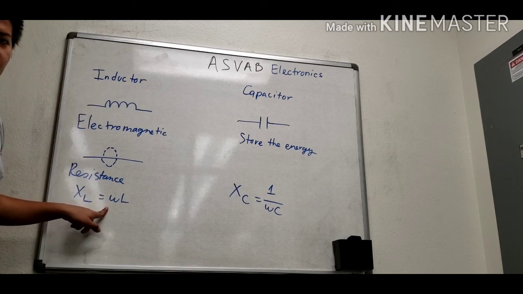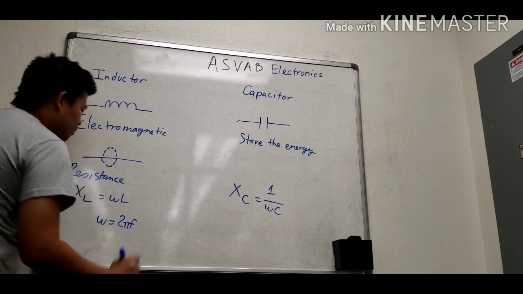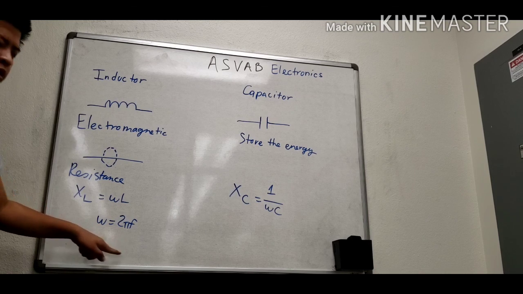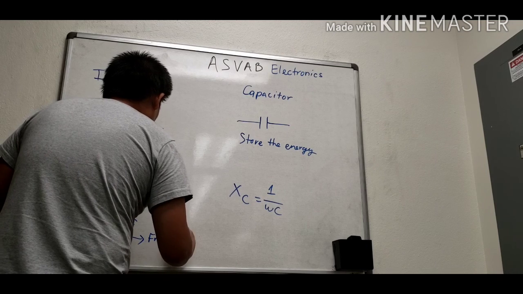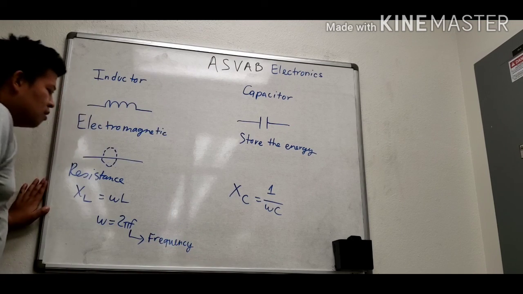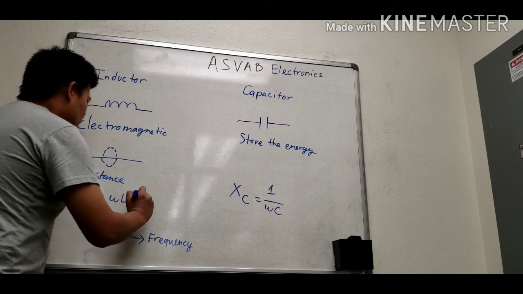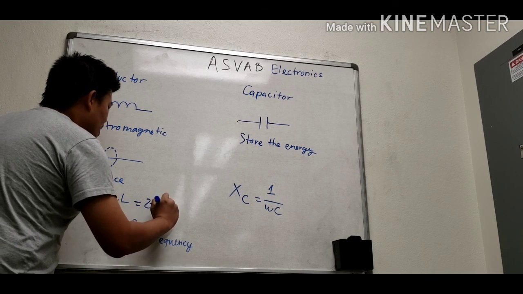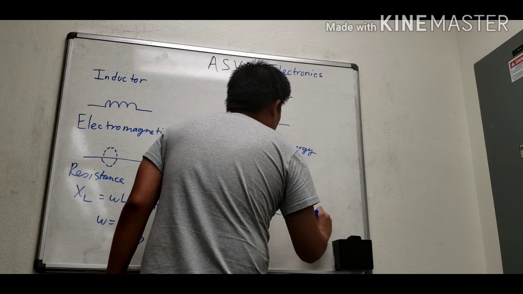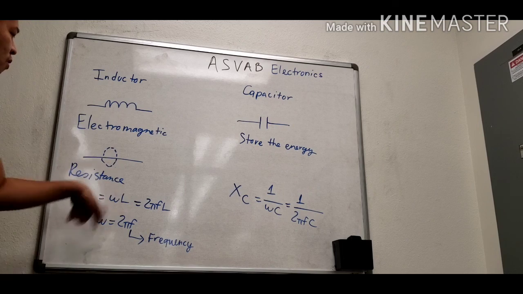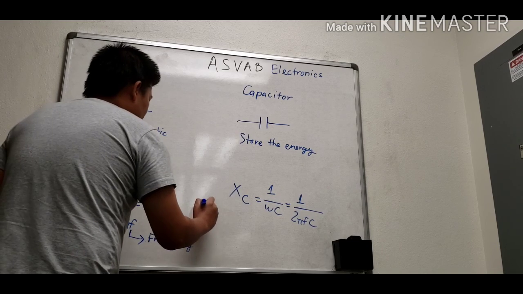Let's see about omega. In the omega, we have 2 pi f, where f is the frequency. Because we can apply omega in this formula, we can say 2 pi f L, similar to C, 2 pi f C. So to create the resistance of the inductor and capacitor, we will use only AC.